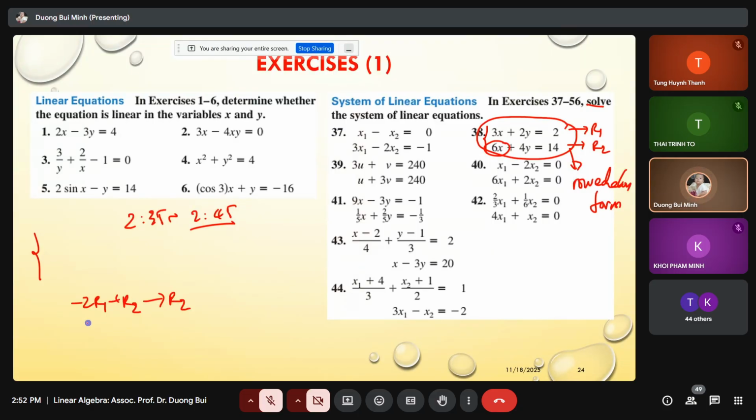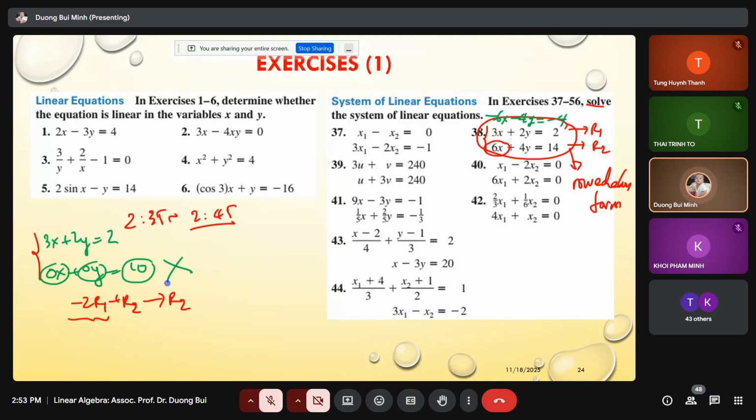Okay, so for minus 2 times R1, you can get what? You can get minus 6x, minus 4y, because minus 2 times 2 is minus 4y, is equal to minus 4. And then you add this one. So minus 6x and 6x, you get 0x. Minus 4y and 4y, you get 0y. Minus 4 and plus 14, you get 10. And here you get 3x plus 2y is 12. This is 0x, this is 0y equal to 10.